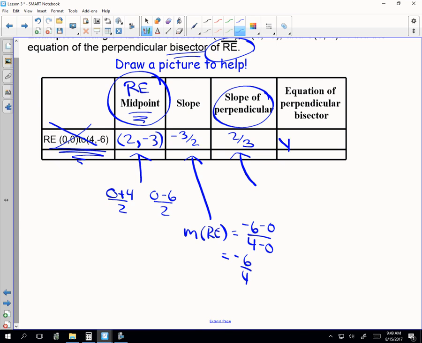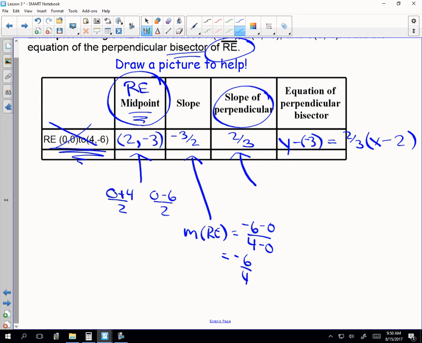So we have y minus our y value, which is a negative 3, equals the slope of 2/3 times x minus the x value. Man, having some writing problems here. Okay, so now this is our point slope form equation. We can stop here in this situation.